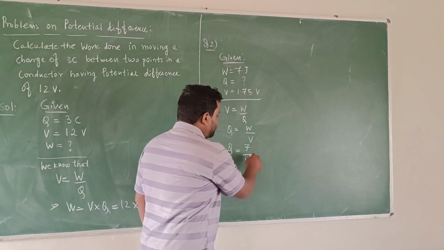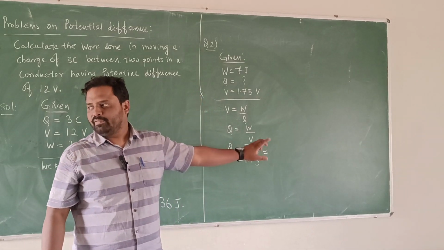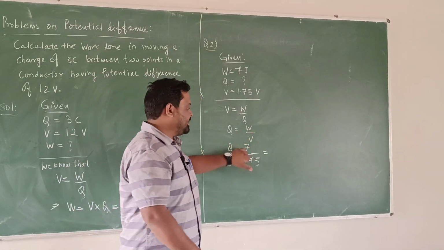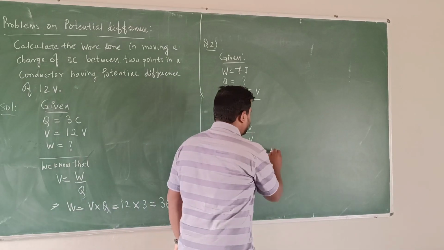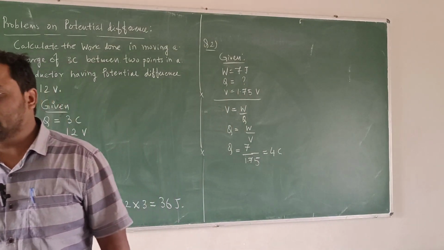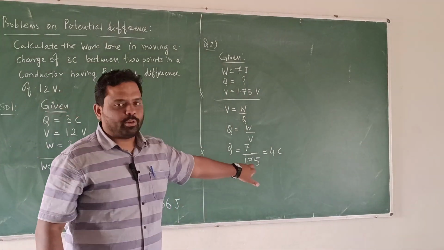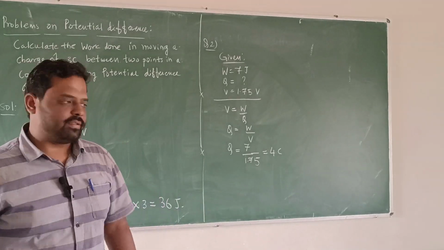So 1.75 multiplied 4 times gives you 7, or 7 divided by 1.75 is 4 coulombs. By calculating, that is the charge. What else do you want to calculate? You want to calculate the total number of electrons.